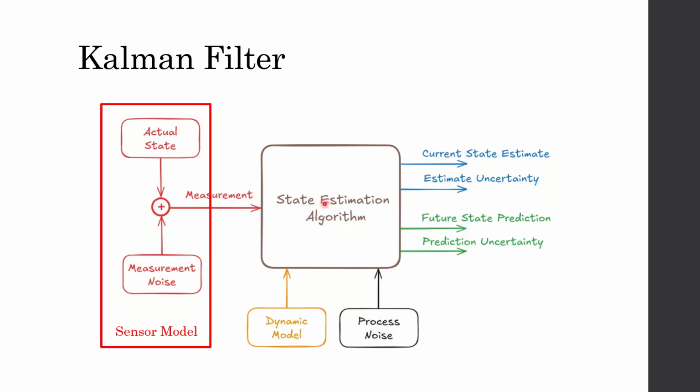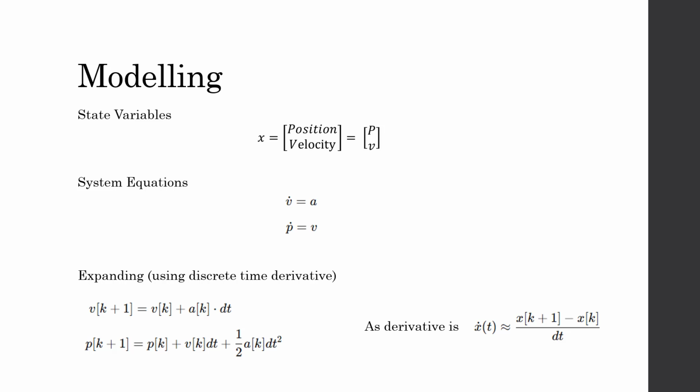So using the Kalman filter, it can fuse the data of the measurement and this dynamic model and give a current estimate of the states and what is the uncertainty with that estimate, and also predict what will be the future state and uncertainty. So before implementing the Kalman filter, I have to model my system.